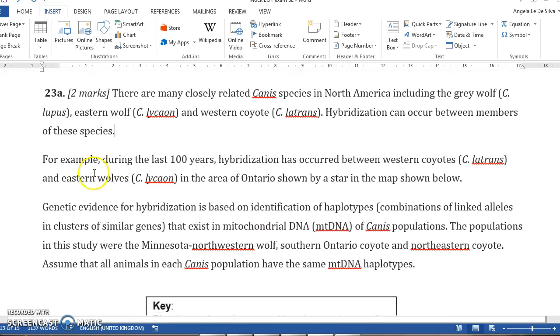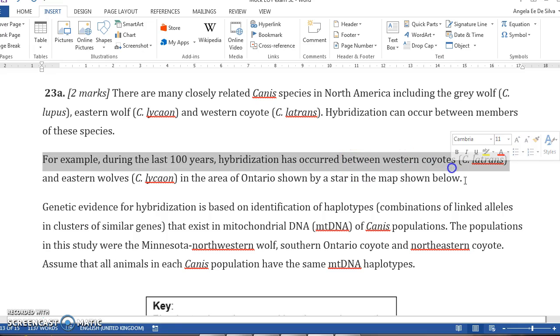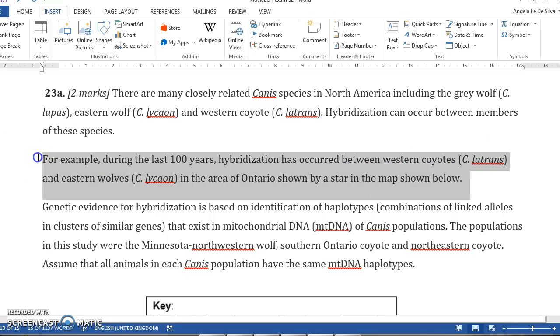And this is just an example that they are giving. Please remember, this is an example, which means that they are not listing for you all the hybridizations that can occur. So as an example, they're just telling you that this happened between the western coyotes and the eastern wolves. Which means that there are other hybridizations that occurred, and this should be at the back of your mind when you read these things.